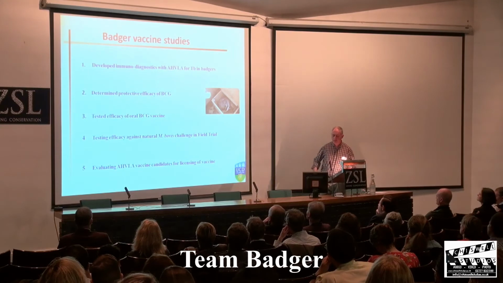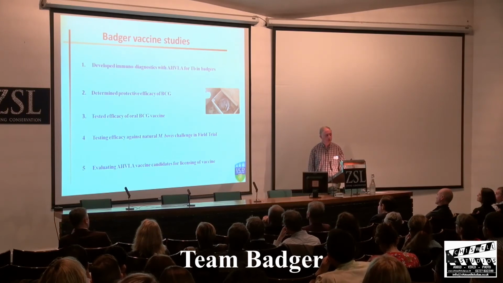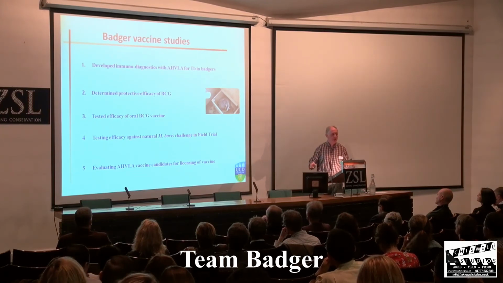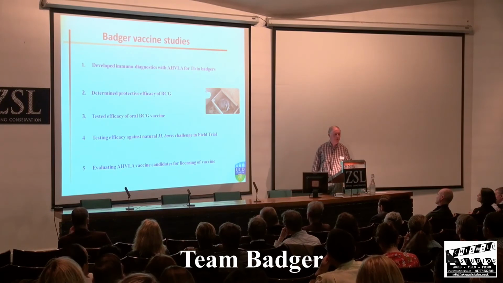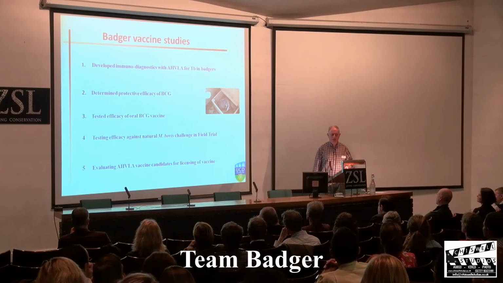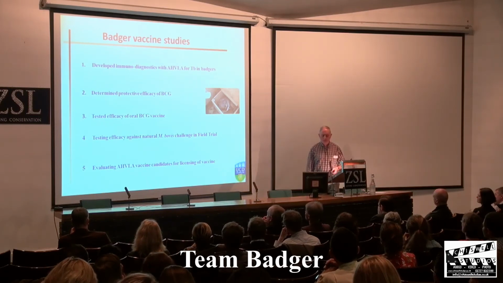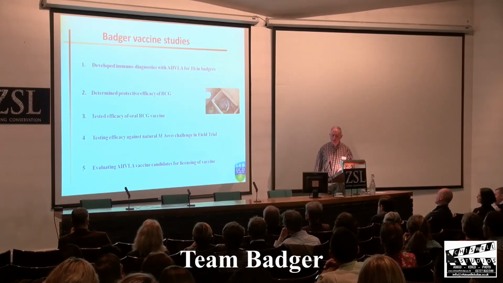So what have we actually achieved? Well, in the last 10 years, as Mark pointed out, we've developed a whole suite of diagnostics for tuberculosis in badgers, which simply weren't there when we started about 10 years ago. We've determined the protective efficacy of BCG against experimental infection. We've shown that BCG works in badgers irrespective of the route that you give it. If you give it intramuscular, subcutaneous, by aerosol, or by oral vaccination, if you get the BCG established in the badger, it actually works quite well against experimental infection.